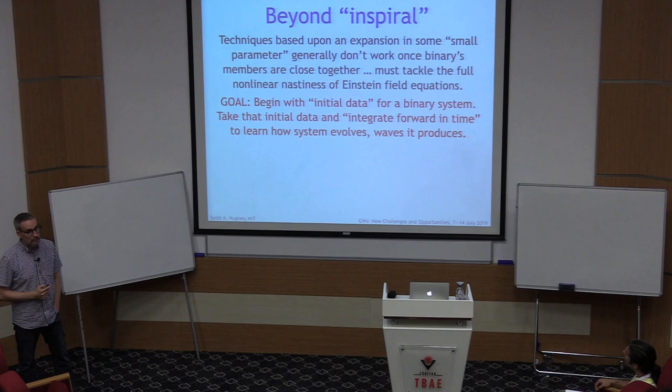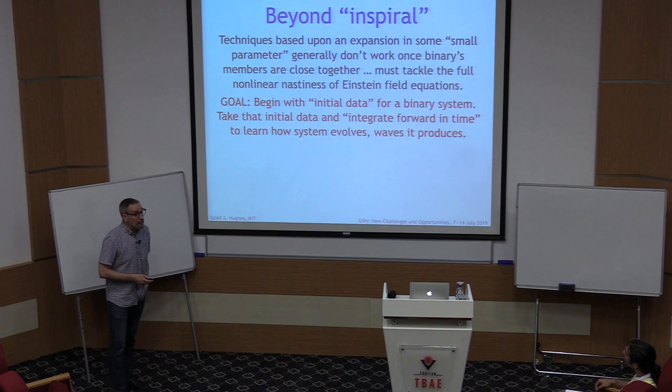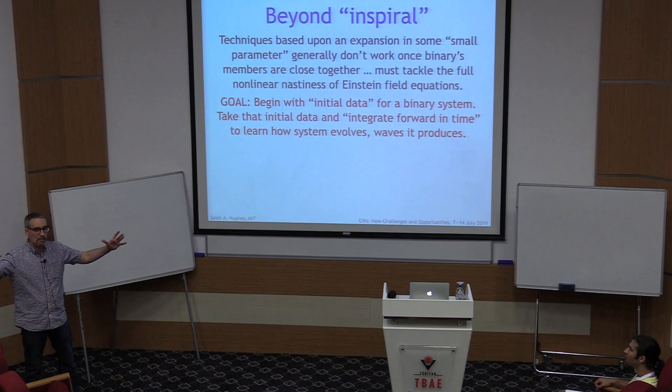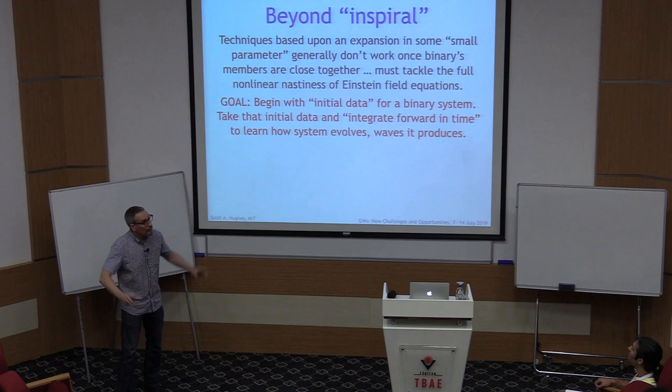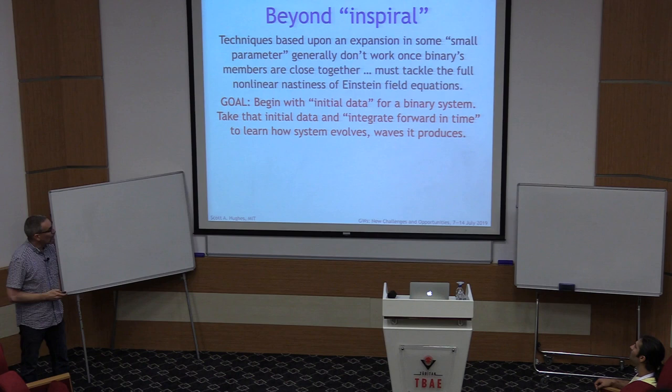So what we must do in general is we need a scheme for directly solving the Einstein field equations. So the goal of people for many years was to say, okay, imagine I can describe a binary at some initial moment in time. Perhaps it's something that came out of one of these approximative schemes that have been developed. And then what I want to do is take that initial data and integrate forward in time. I want to put it into a computer system and evolve how these objects come together, evolve, and produce gravitational radiation. There's a problem here.